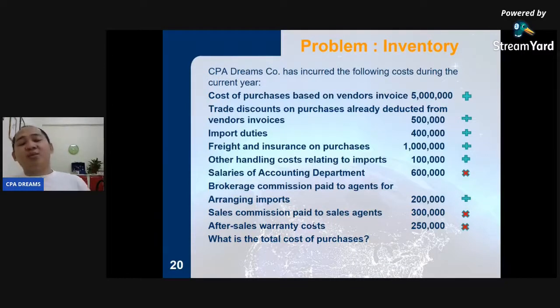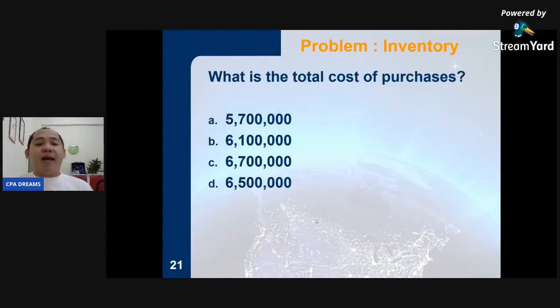Now, what is the total cost of purchases? Ano yung mga choices mo? A, 5,700,000. B, 6,100,000. C, 6,700,000. D, 6,500,000. Madali lang ang inventory, kung nakinig ka sa discussion ko, kung naintindihan mo yung PowerPoint presentation na ginawa ko. Ang dali-dali. Pag binigay ang inventory sa financial accounting and reporting and auditing problems, manina lang sa'yo. What is your answer?